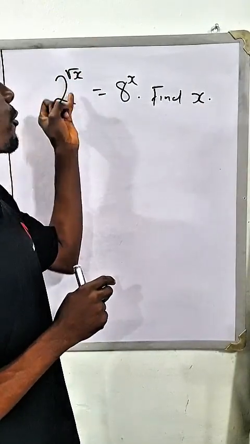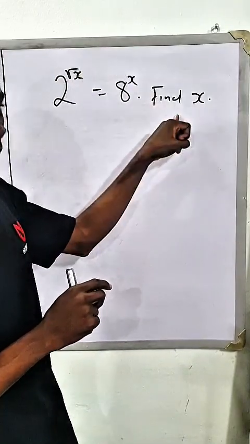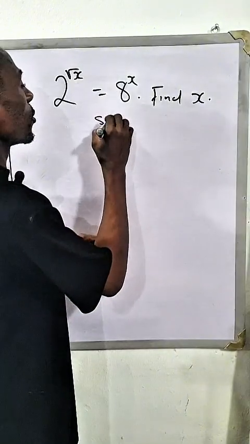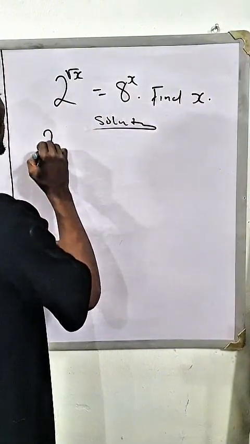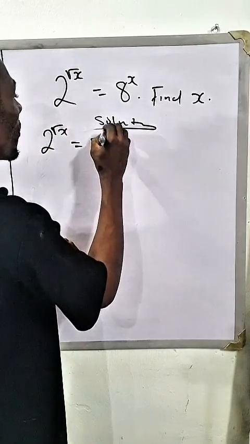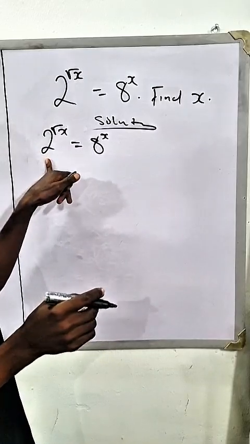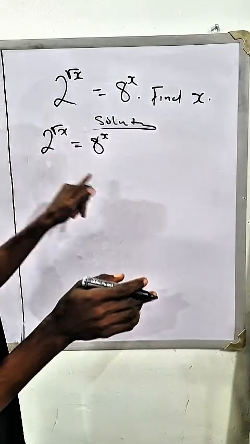2 raised to power of root x equal to 8 raised to power of x. Find x. It is very, very simple. Let's go. Solution. Okay, I'll write it down. 2 raised to power of root of x is equal to 8 raised to power of x. I want the simplest base to be 2, that's the smallest base.